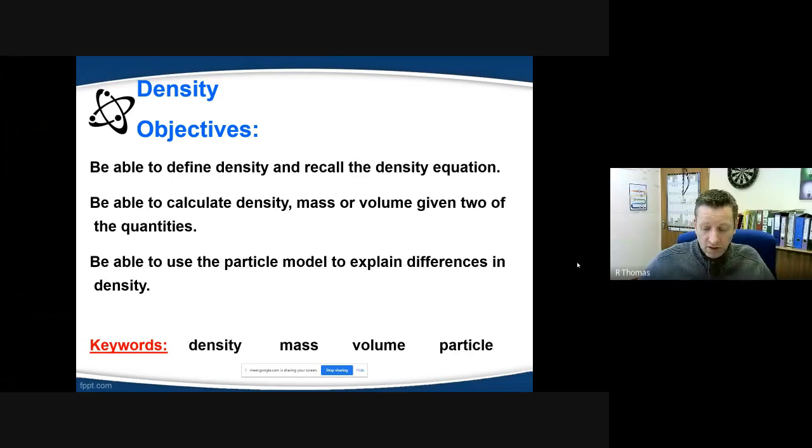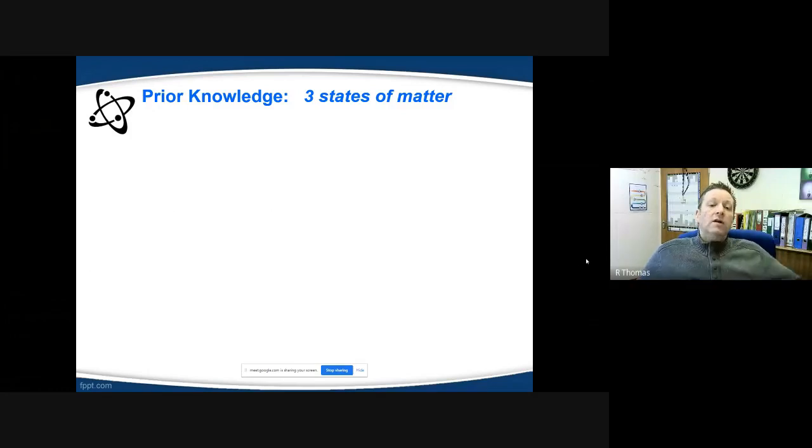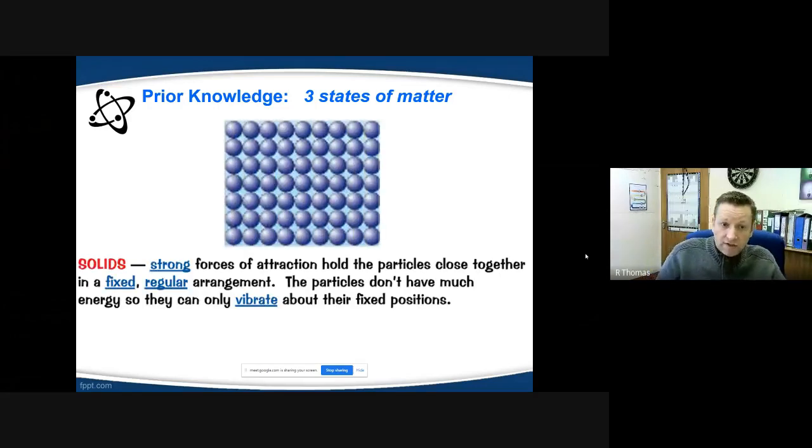So there's the four words that are going to be used the most today: density, mass, volume, and particles. Right. So what do we already know? We already know there are three states of matter: solids, liquids, and gases, right? So solids have strong forces of attraction, holding the particles close together in a fixed regular arrangement. We call it a lattice, as you can see from the picture there, right? There's very small gaps between each particle. They don't have much energy, so they can only vibrate about their fixed positions, right? They don't go moving particularly, which is why they are in a solid state. They just vibrate a lot. And of course, when you heat them up as well, they vibrate faster and further apart.